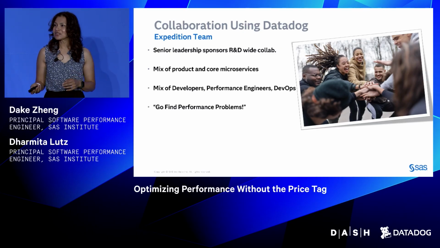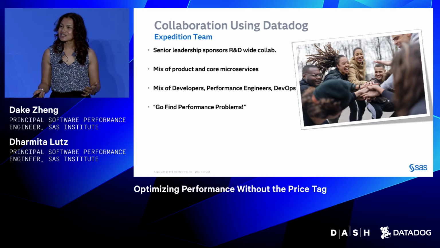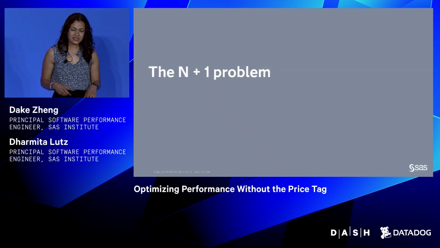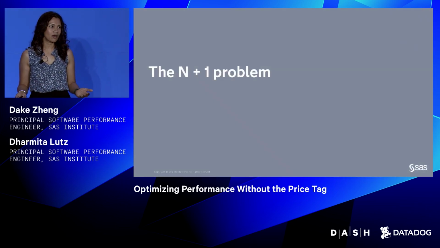But the nice thing about working with developers is that they have a sneaking suspicion of where all the problems lie in the code. So that's going to bring us to our first case study. This is the N+1 problem.